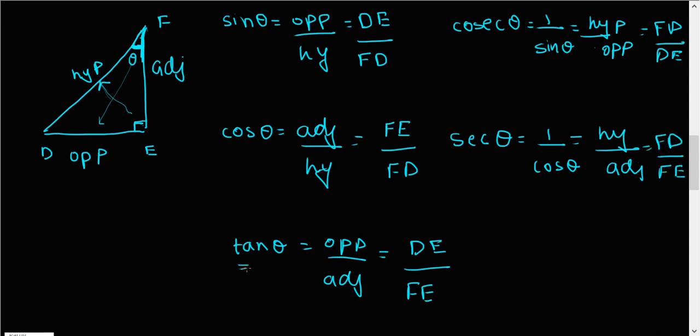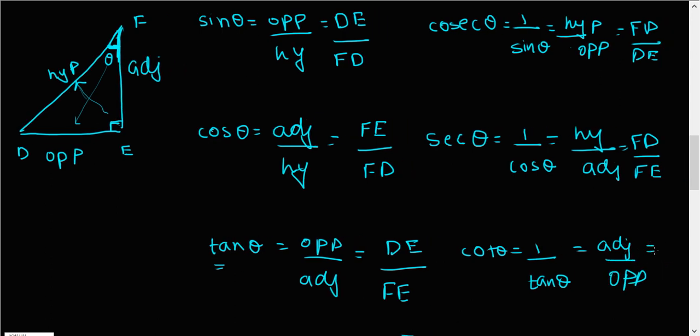Then the reciprocal of tan is cot theta. It is 1 by tan theta. So it is opposite by adjacent. This will become adjacent by opposite. So this will be FE by DE.